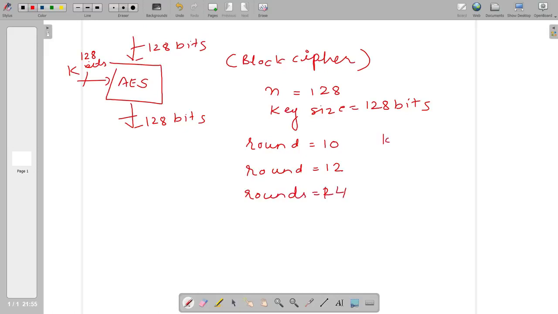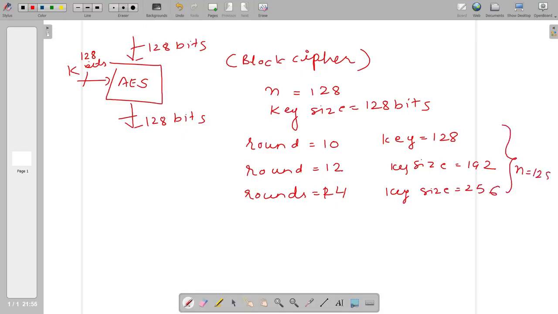For 10 rounds, key size is 128 bits. For 12 rounds, key size is 192 bits, and for 14 rounds, key size is 256 bits. For all of them, the size of input is 128 bits. So these are the three versions. The first one is known as AES 128, the second one is known as AES 192 because the key size is 192 bits, and obviously the third one is known as AES 256.